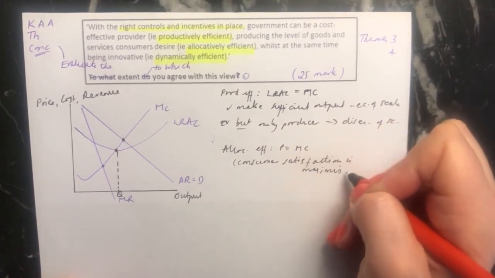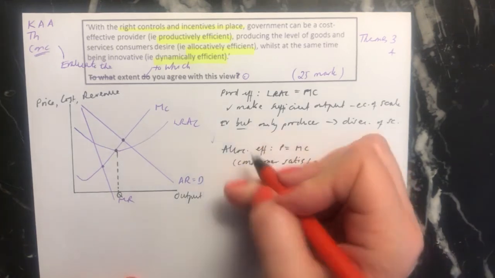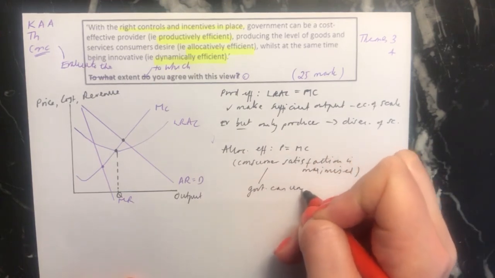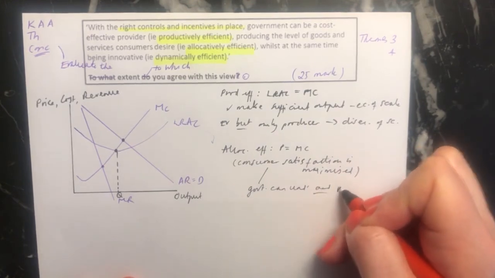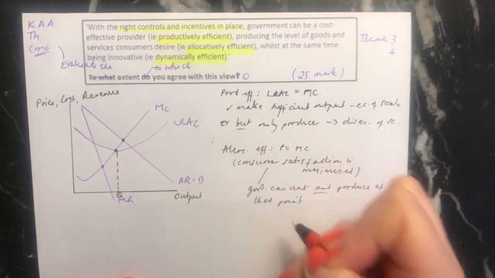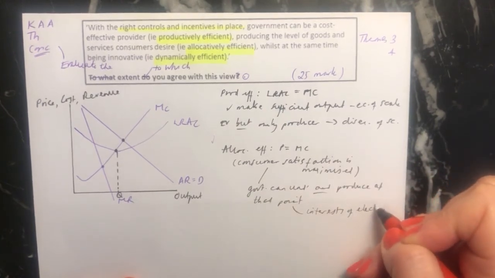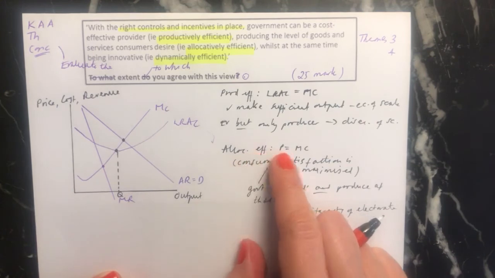And you can argue that if the government are producing everything, they are capable of understanding where this point is. So government can understand where this is, they can find that out because they care about the people in their country, and they can produce at that point because they're working in the interests of the electorate or the people in their country, people who are voting in their country. So this would be an argument why the government could be allocatively efficient.